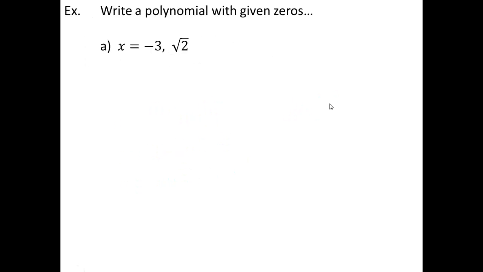So let's do the same question that we were doing before. We're going to write a polynomial with given zeros, but this time I'm going to give you this, negative 3 and square root of 2. Take a moment, see if you can figure out what you're supposed to do on your own. Hit play when you're ready.